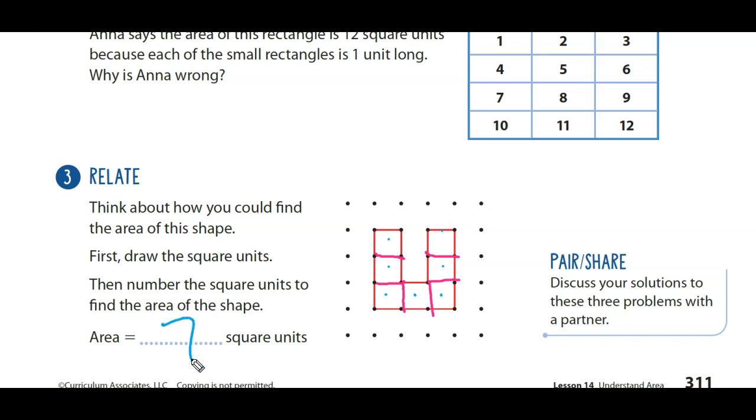If it's not a perfect square or it's not a rectangle, then I can just count all the squares to find out the area. As long as each square is 1 square unit, then I can just count them.